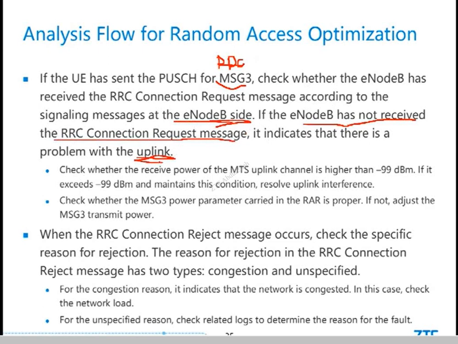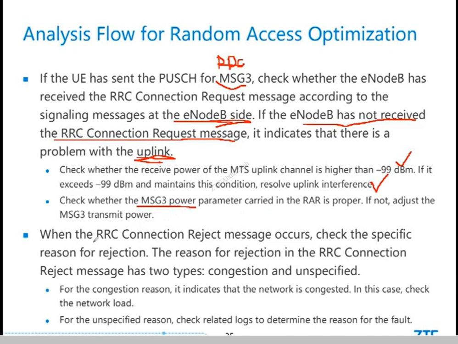So first, what do you need to check? Same: you need to check the coverage first, and then check the interference. Those two. And what do you need to do? You just need to increase the power of message 3 to ensure that the eNodeB can receive it better.